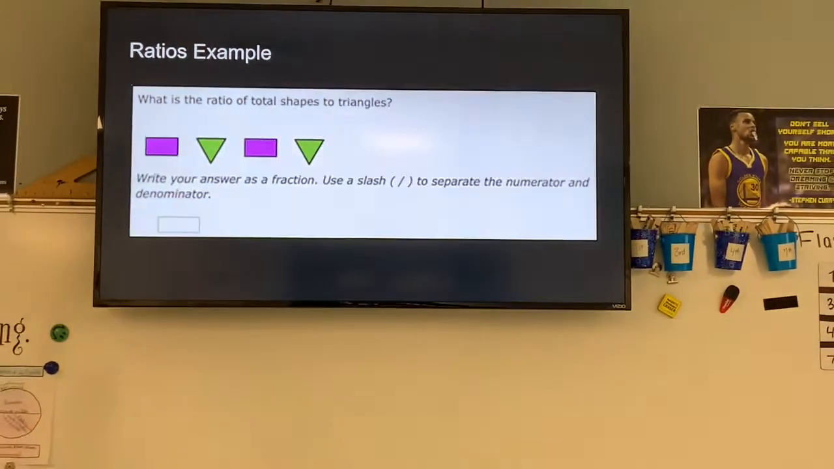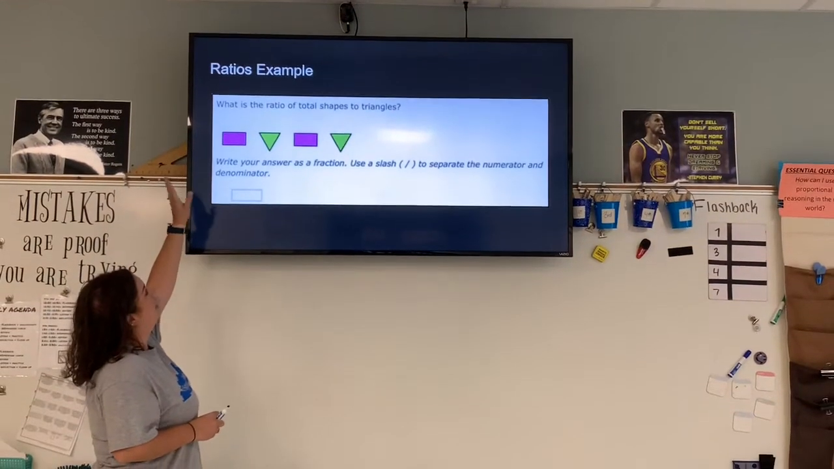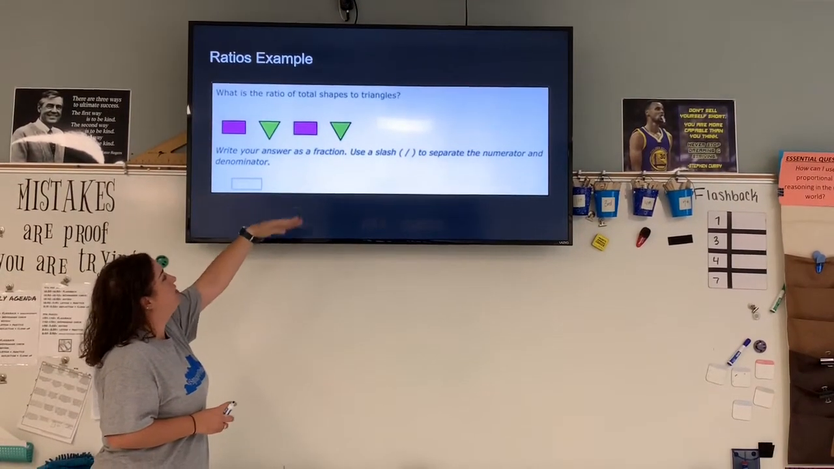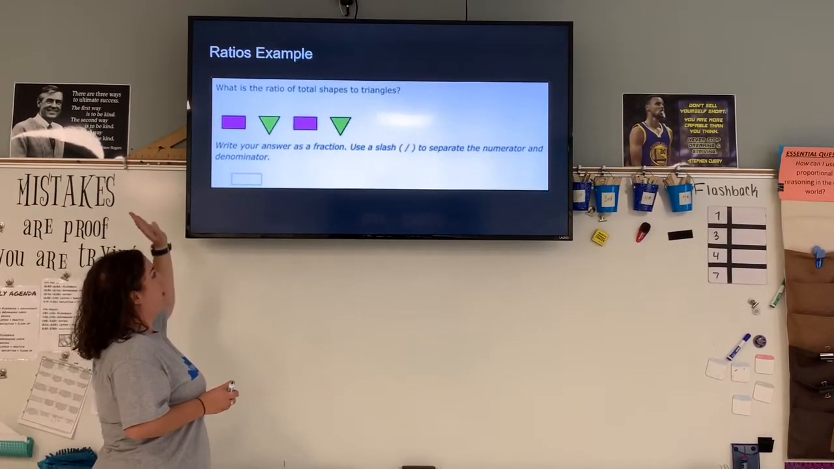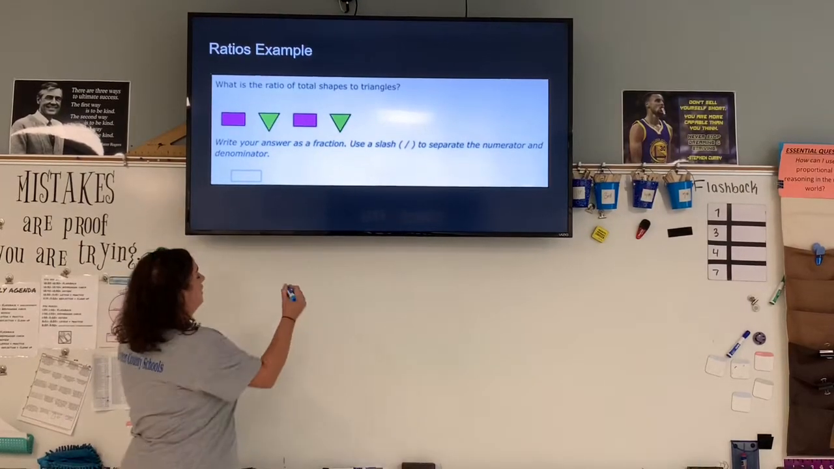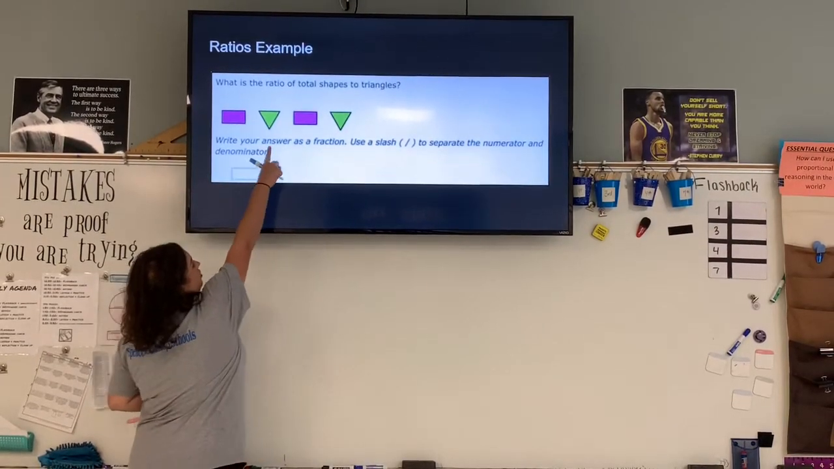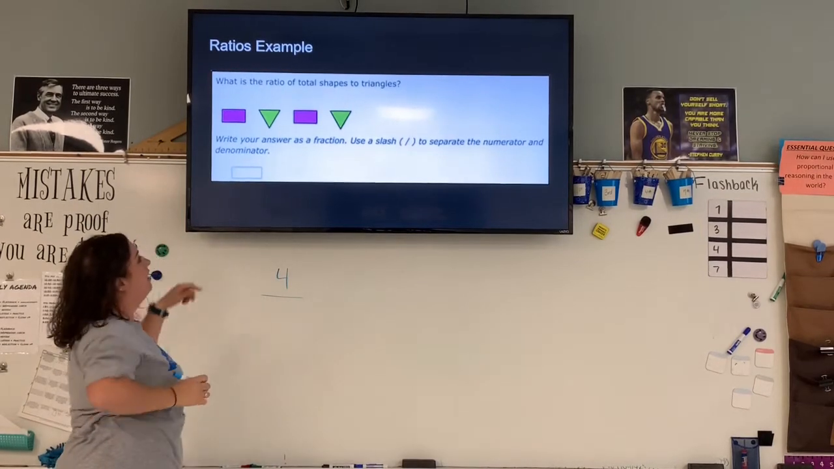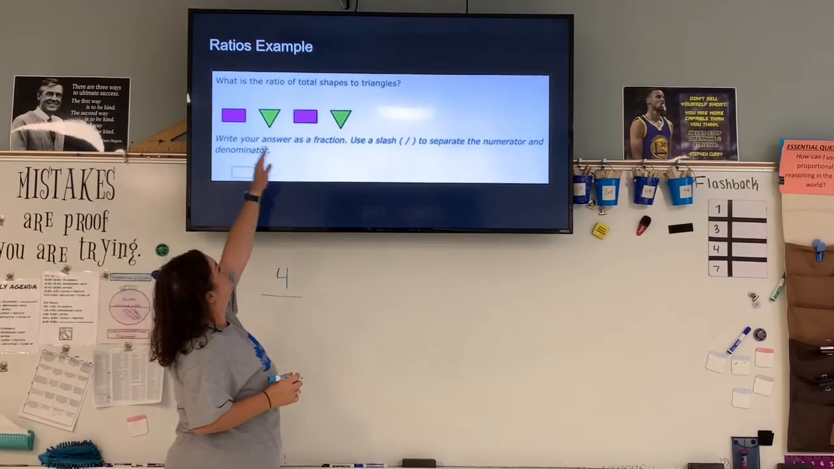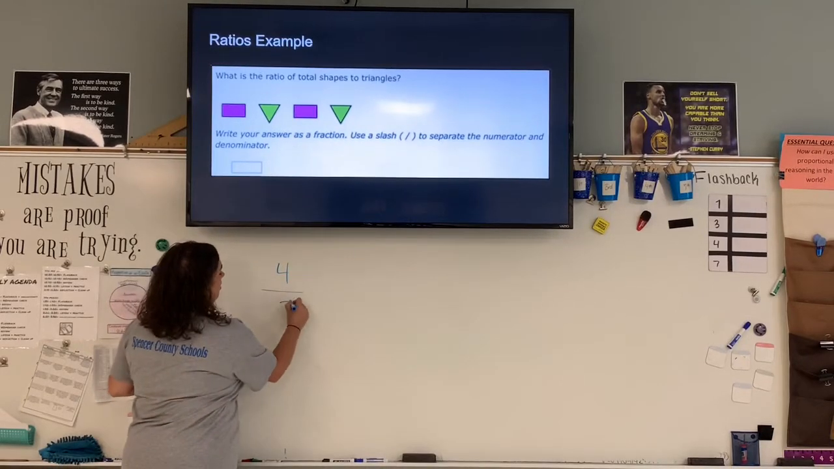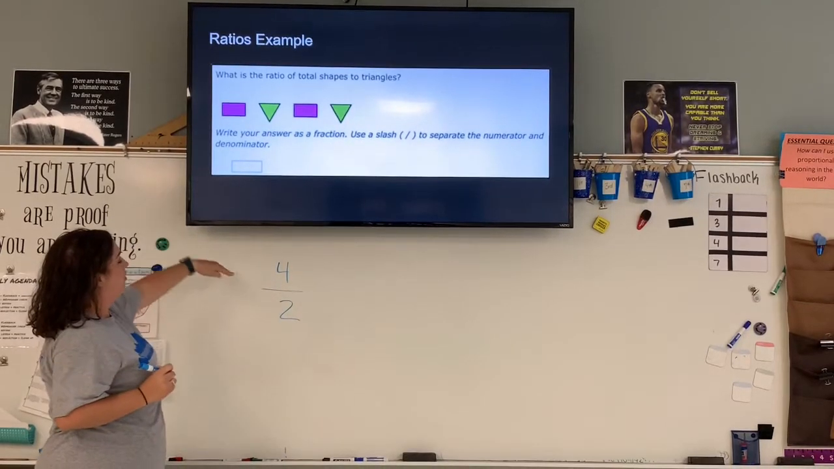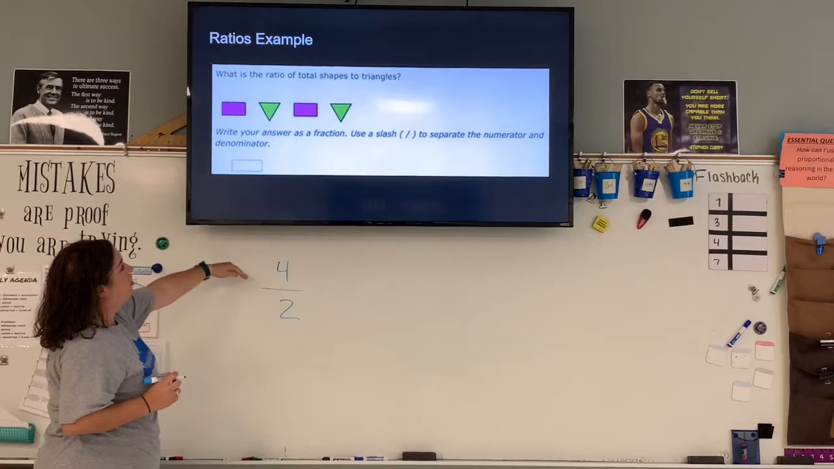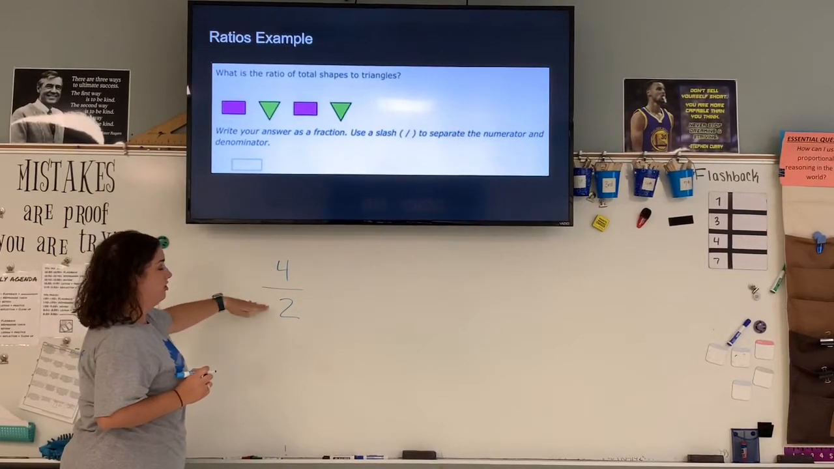I'll go ahead and read the question again. What is the ratio of total shapes to triangles? On this one, we need to count how many shapes there are together. So we have 1, 2, 3, 4, which will be our numerator on top. And we're comparing that to triangles, which is 1, 2. So your answer for this would be, the ratio of total shapes to triangles is 4 to 2.